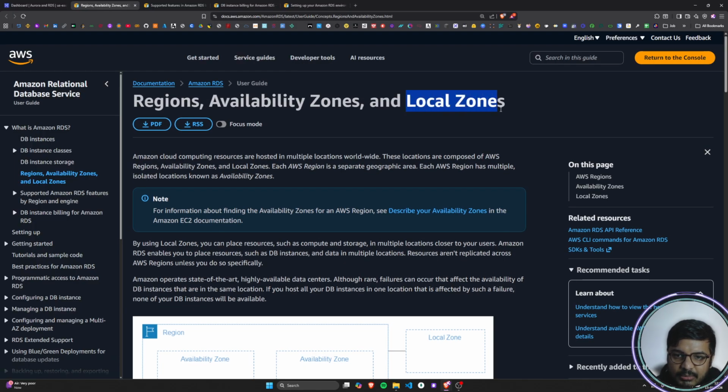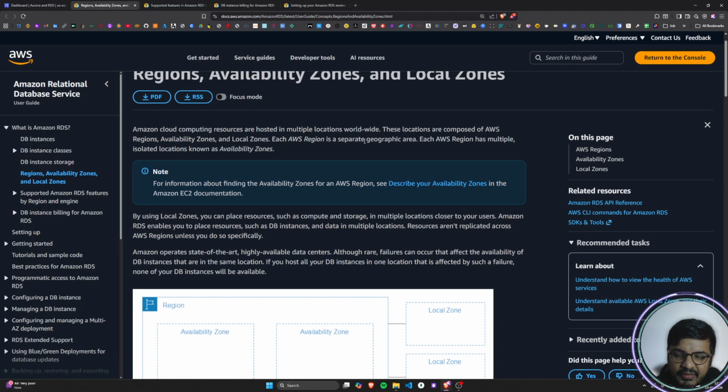As well as there are also some local zones that are available, so that the data centers, or you can say the servers, can be as near as possible to the users of any XYZ application, right? So for that reason, AWS has also deployed some local zones. So it is hosted on multiple regions worldwide. These locations are composed of AWS regions, availability zones, and local zones.